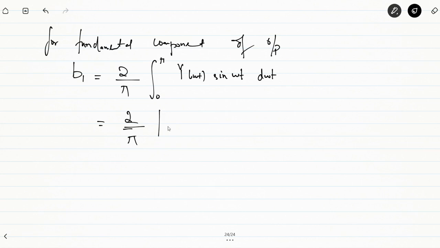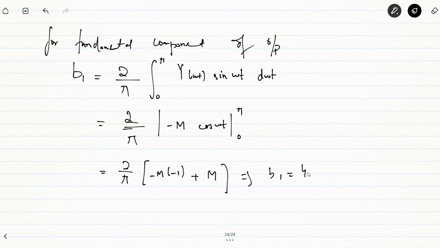So this is equal to 2 by pi, integral from 0 to pi, where y is m. The integral of sine omega t is minus cos omega t, so minus m cos omega t, with 0 to pi as the limits. Applying these limits, we get 2 by pi times m times minus 1 plus m cos 0, that is your b1, which implies b1 will be equal to 4m divided by pi.